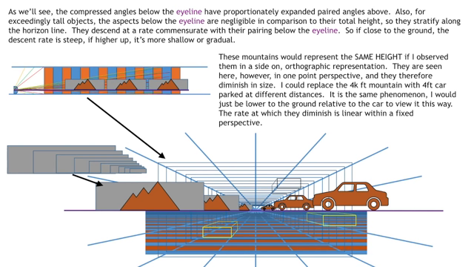So again, also objects descend at a rate commensurate with their pairing below the eye line. So again, if I compress the lower angles, that eye line or that orthogonal line is going to become more shallow, but at the same time the orthogonal line that is paired above will descend at a higher rate. So again, if close to the ground, the descent rate is steep. If higher up, it's more shallow or gradual.